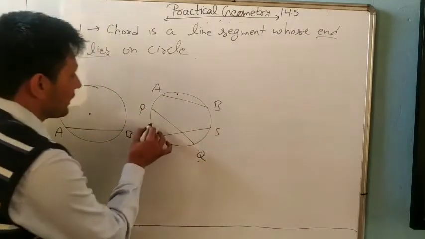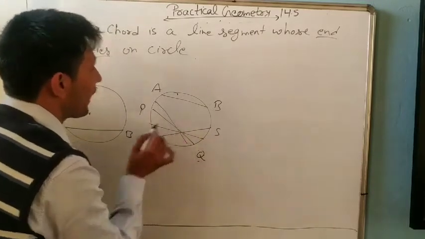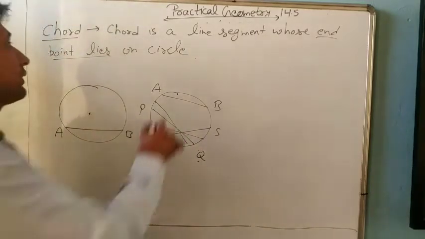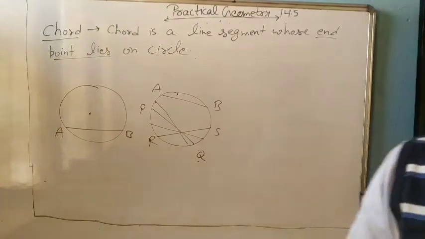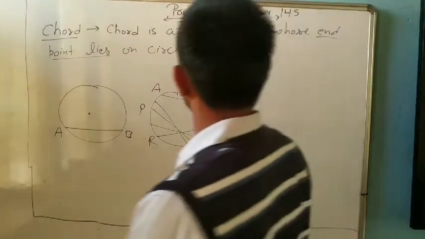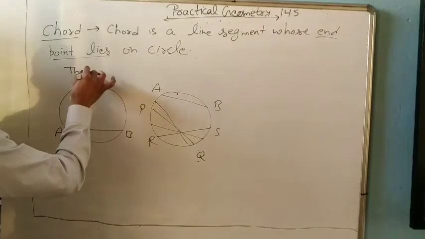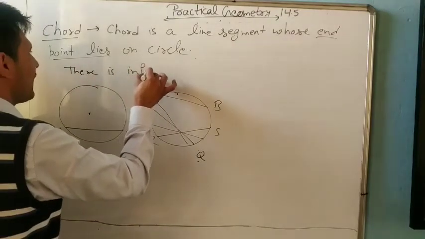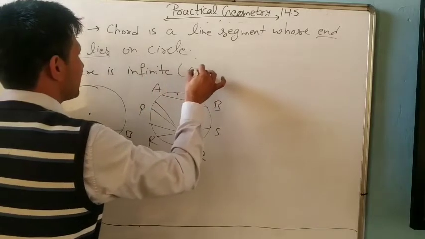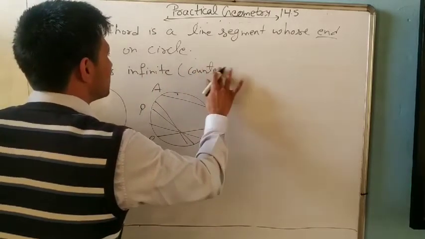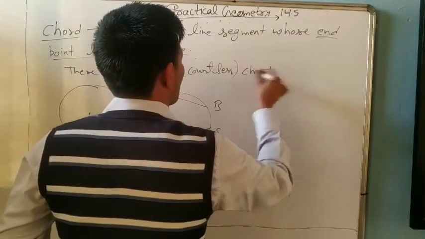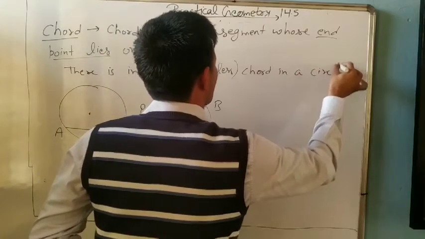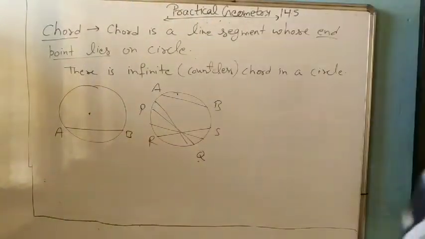RS. So like this one, how many chords can we draw? Infinite. How many? Countless. Okay. So how many chords in a circle? Countless. Countless means infinite. So AB is a chord. You can write there are infinite, or you can say countless, chords in a circle. So how many chords in a circle? Countless. So first you will note it down.